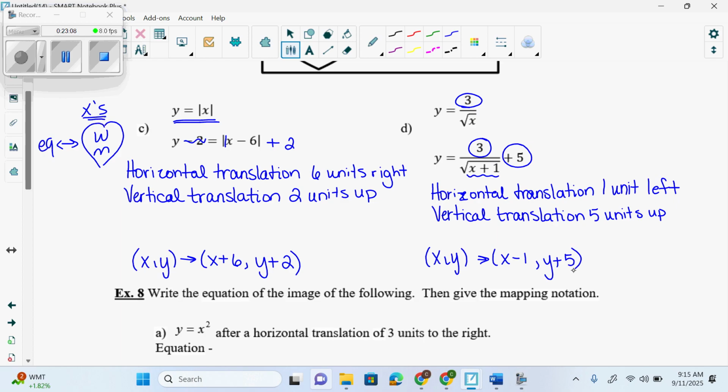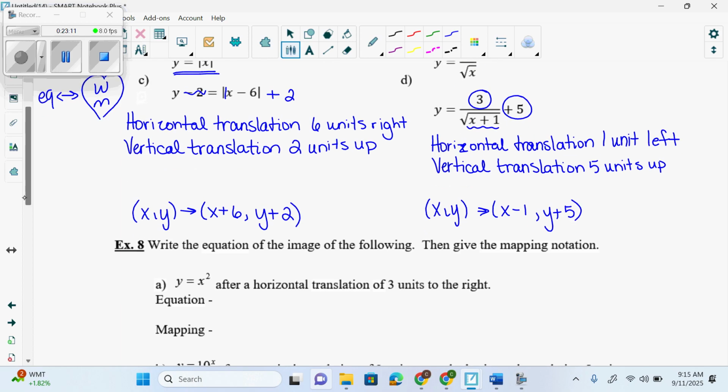Okay, this one says, write the equation of the image of the function, then give the mapping notation. We'll do the first one together. So this is different. If it was just y equals f of x and you had to transform from words to equation, then you would just put it in. This one, though, you are given an equation. Your original is not f of x. Your original is x squared, so you have to apply it. The other ones you were doing, your original was f of x. You just filled it in.